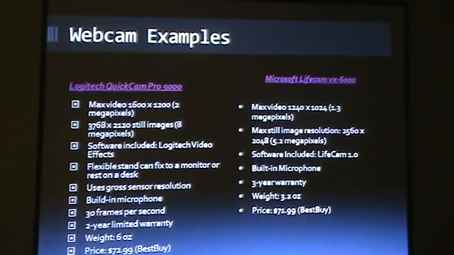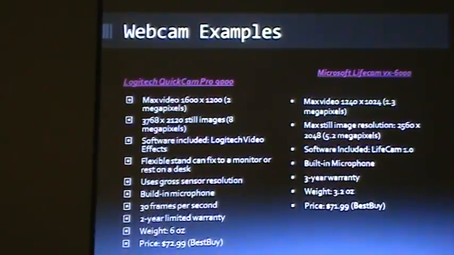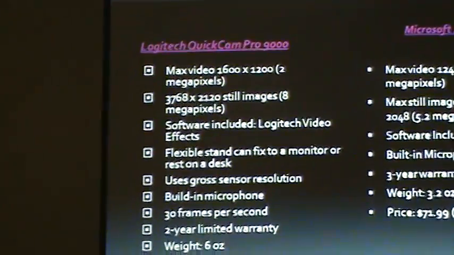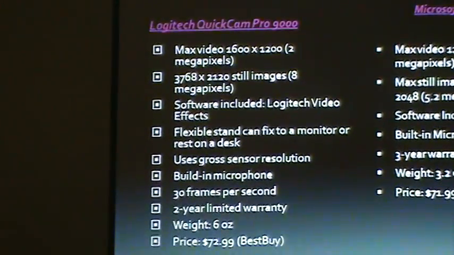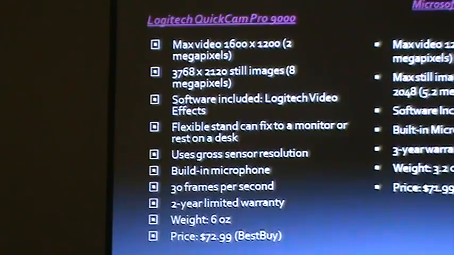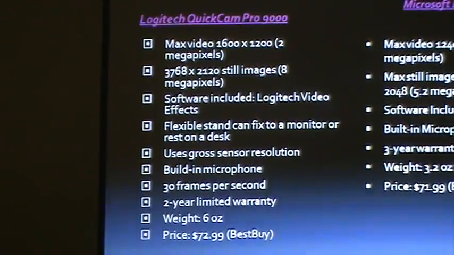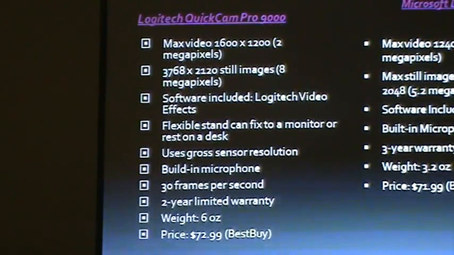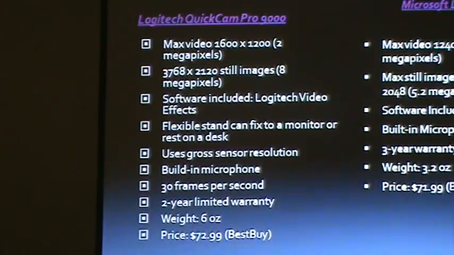Here are some different webcam examples, and these are more for personal business use. First is a Logitech QuickCam Pro 9000 with a max video of 1600 by 1200, basically the equivalent of 2 megapixels. Still images can take pictures up to 8 megapixels, which is one of the higher ends these days. It includes software, which is Logitech's own video effects. It comes with a stand, so it can fix to a monitor or rest on a desk, so you don't have to worry about it falling around.